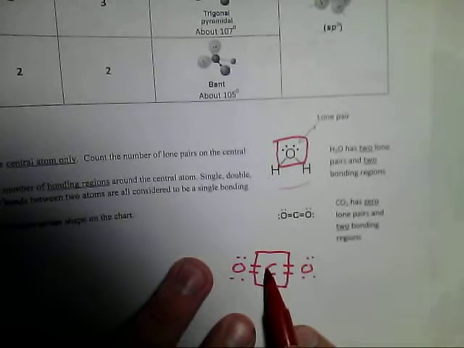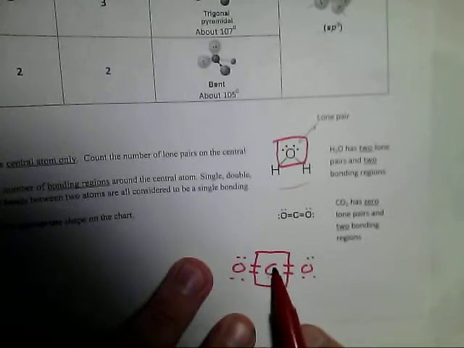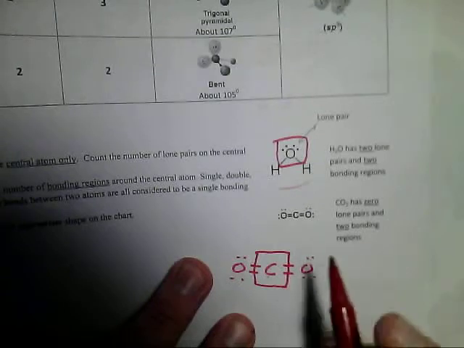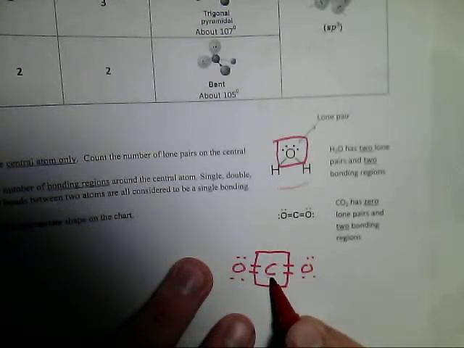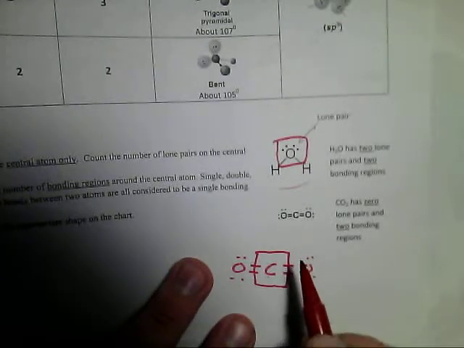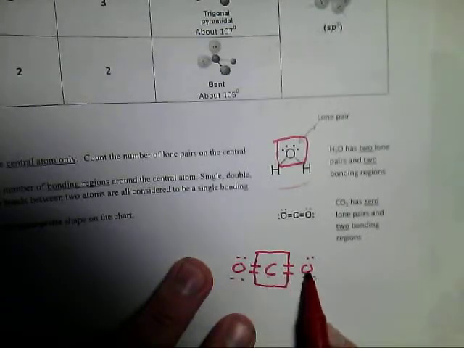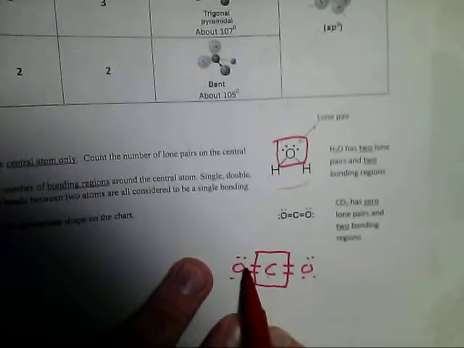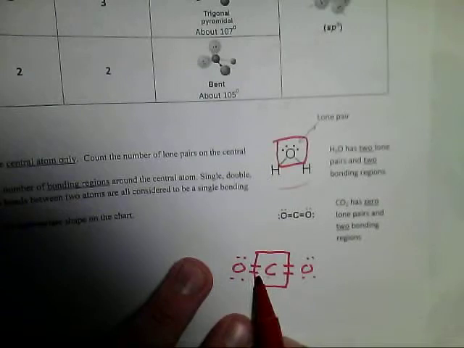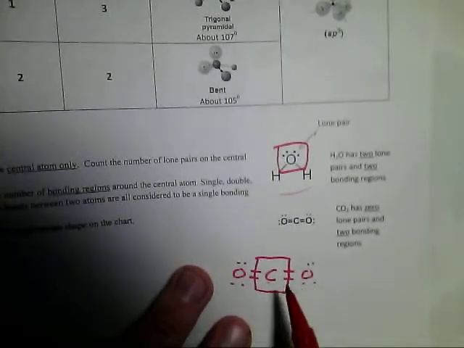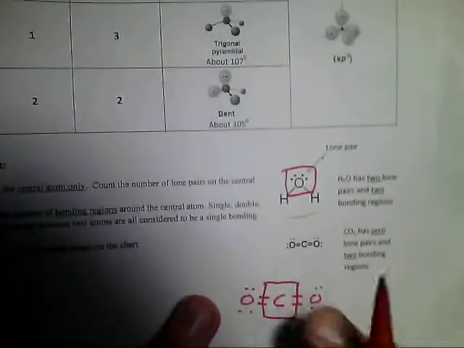And we notice on the central atom there are 0 lone pairs. There are no lone pairs on this carbon. Yes, there are lone pairs on these oxygens, but that doesn't matter. Also, there are 2 bonding regions. That is a bonding region, and that is a bonding region. It does not matter that these are double bonds. It still counts as 1 bonding region. So again, on our central atom here, we have 0 lone pairs and 2 bonding regions.